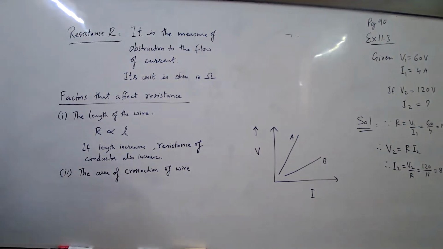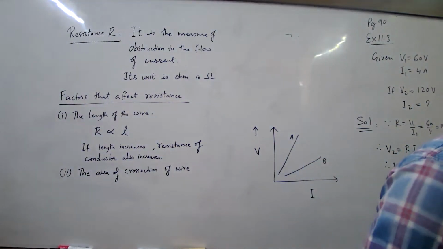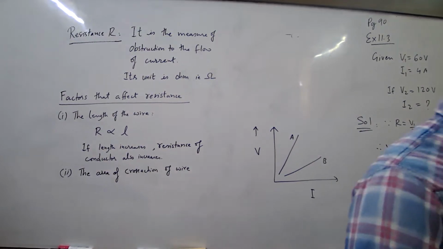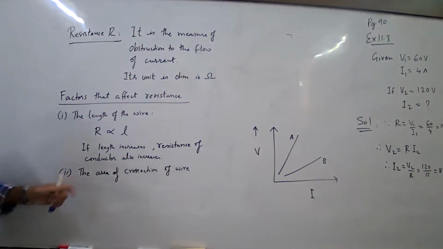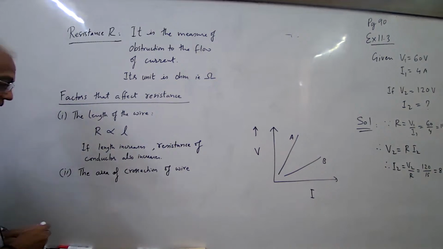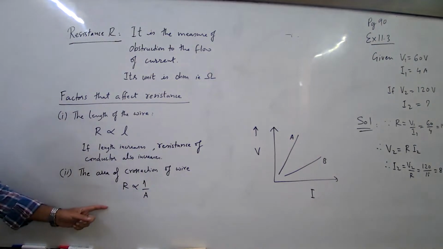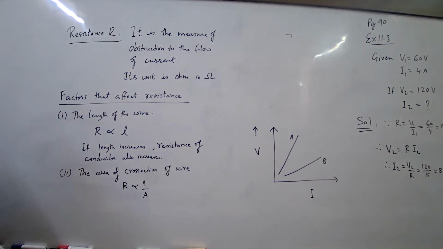Now, what if the wire thickness is doubled like this? Then also it will increase, right? Why? Because the area is increasing, so more collision. It's like if I'm walking through this passage, right now it is narrow. If I double the width, there will be more space for the electrons to flow. So there is less resistance. In this case, resistance is inversely proportional to area of cross section. So when area of cross section increases, resistance of the wire decreases.